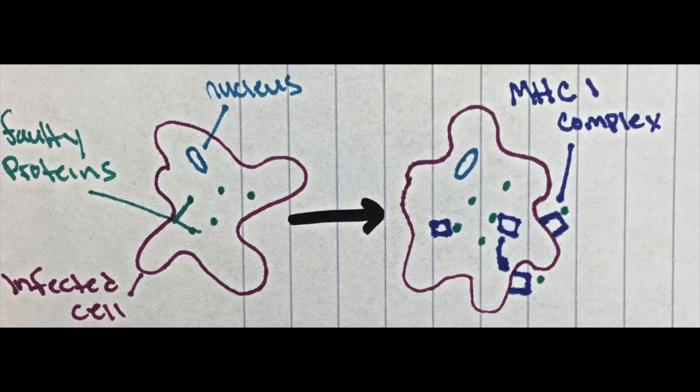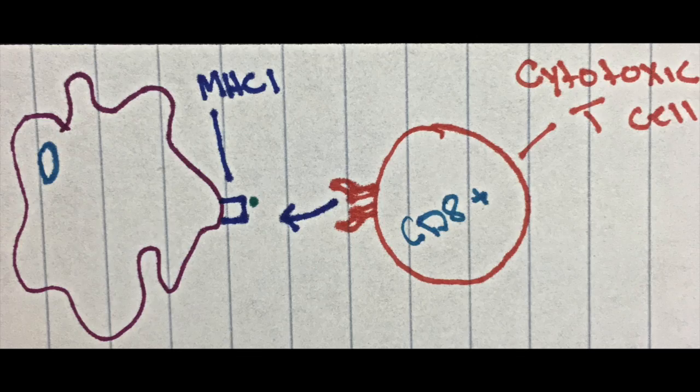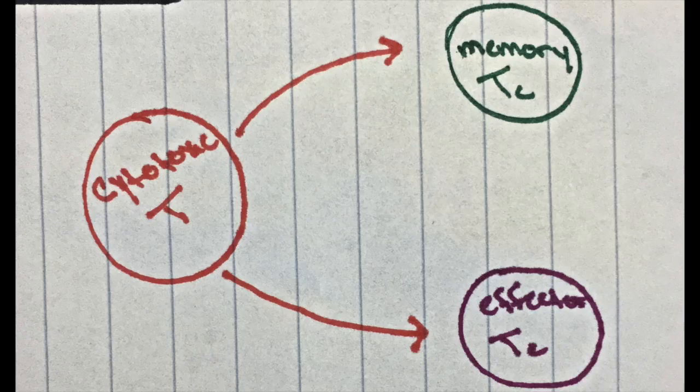A cell has been infected by a virus and begins producing faulty proteins. MHC1 within the cell attach to these faulty proteins, then migrate to the cell membrane. A CD8 positive cytotoxic T cell whose T cell antigen receptor has a variable region which is compatible with the infected cell attaches to the infected cell. This allows the cytotoxic T cell to become active. The cytotoxic T cell then proliferates into thousands of cytotoxic memory and effector T cells.